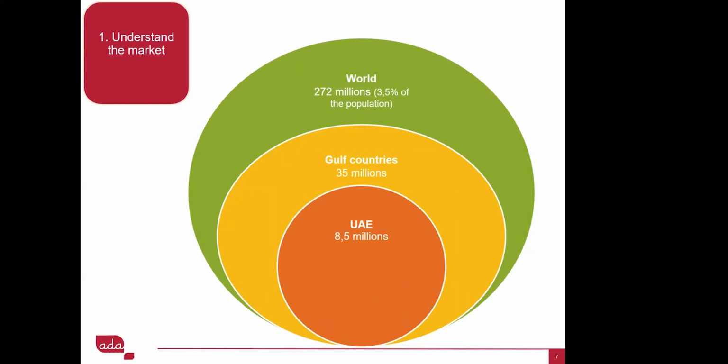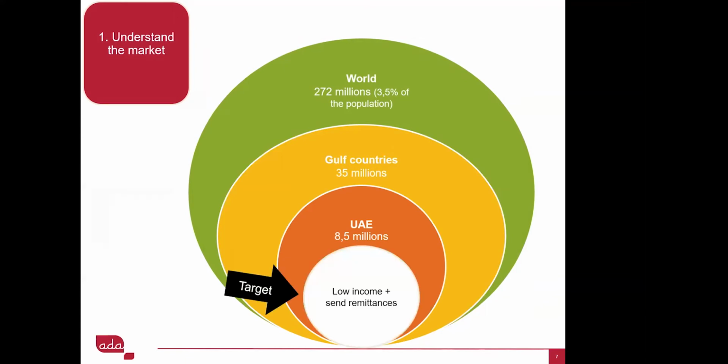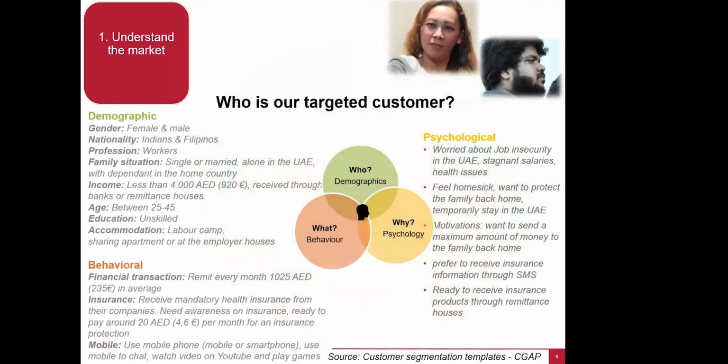The UAE, so the United Arab Emirates, is pretty unique. It has the 6th largest migrant population with over 8.5 million migrants. And staggeringly, that represents 88% of the country's population. Which essentially means that 9 in 10 people in the UAE are migrants. So who are our customers, our targeted customers?